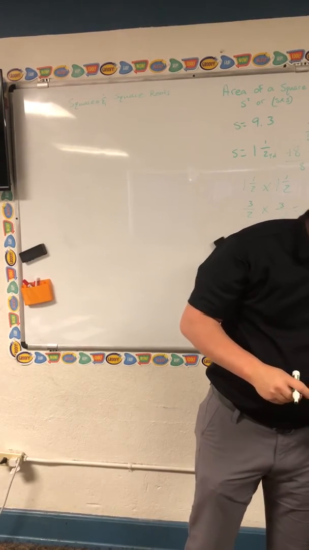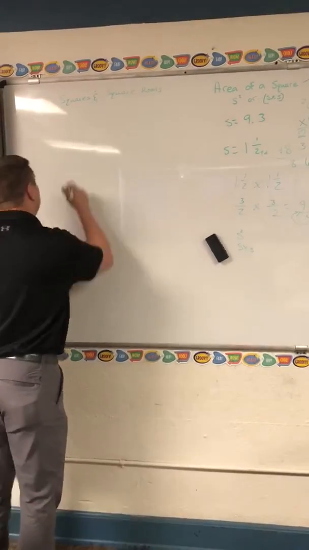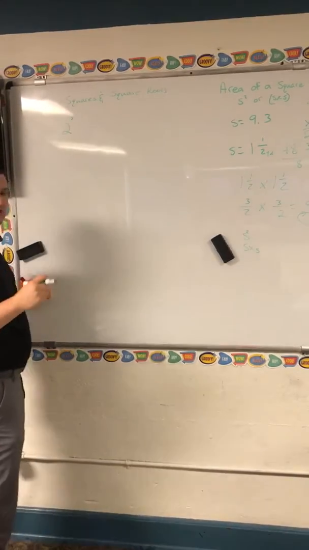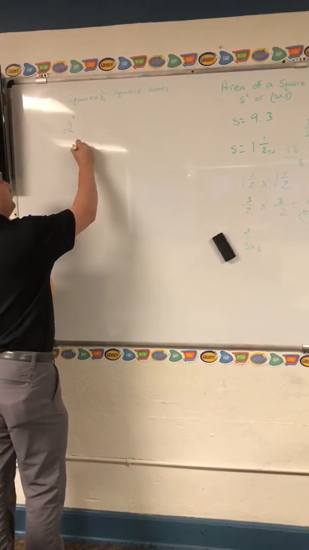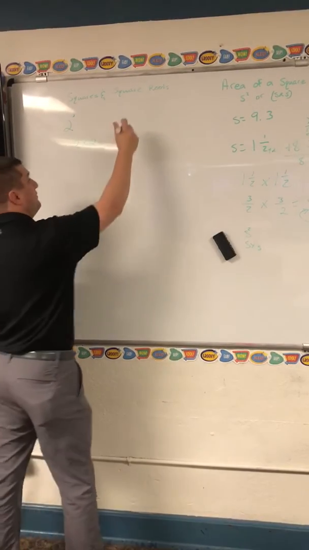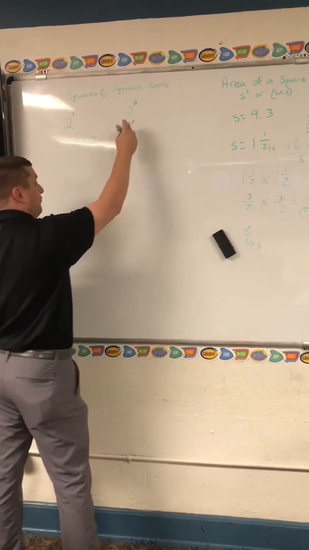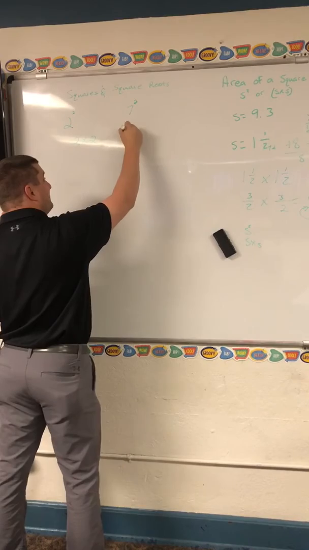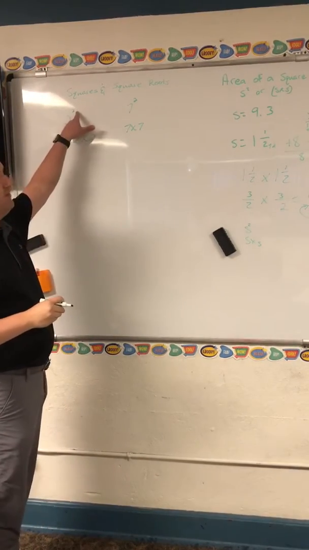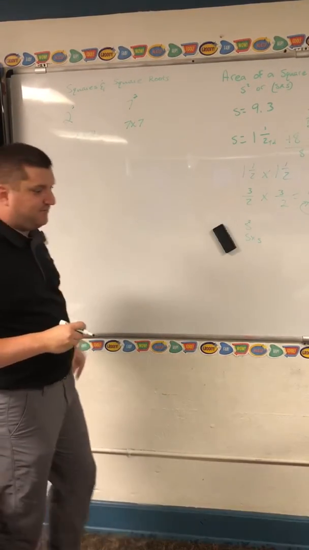A small 2 written to the right and above a number is an exponent. So if you have a number 2 with this 2 up above it, that's saying 2 times 2. Or if you have a number like 7 with a little 2 above it, it's saying 7 times 7. When you have an exponent, that means how many times you multiply the number by itself. Okay?